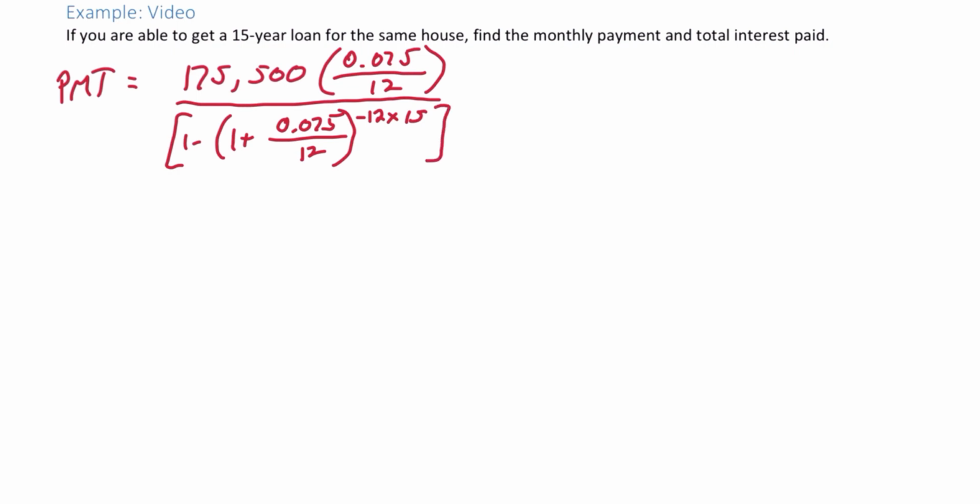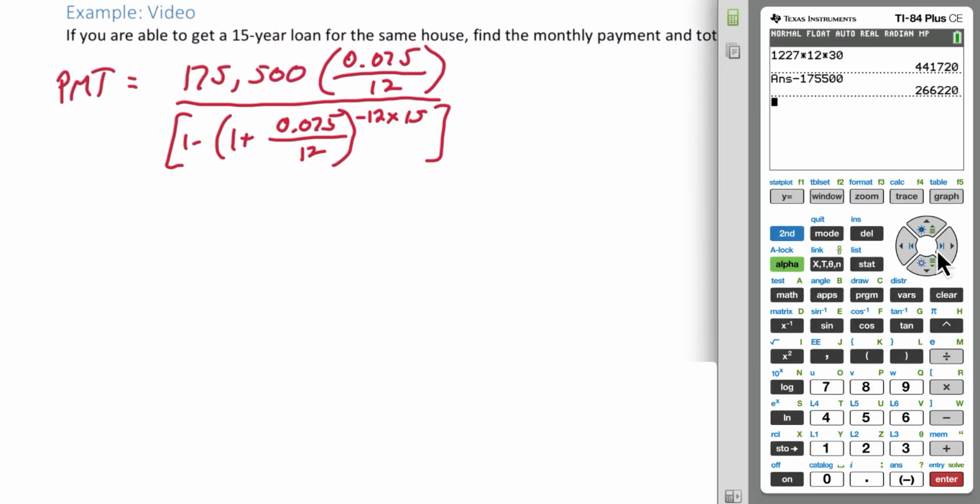Let's see what we get in the calculator. 175,500, open, 0.075 divided by 12, close, divided by open, 1 minus open, 1 plus 0.075 divided by 12, close, raised to the negative 12 times 15.